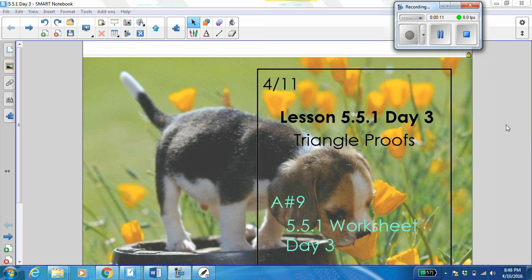Today we are going to be doing lesson 551, day 3, triangle proofs. Homework tonight is 551 worksheet day 3, assignment number 9. This is on your calendar.